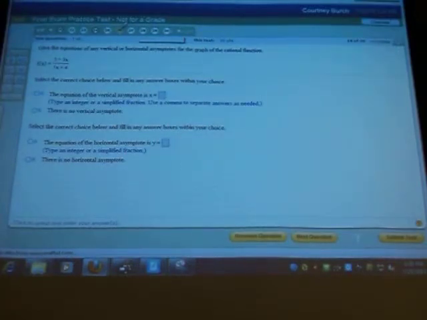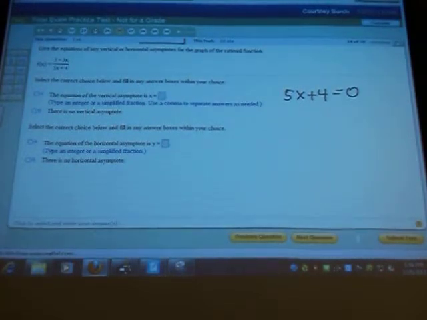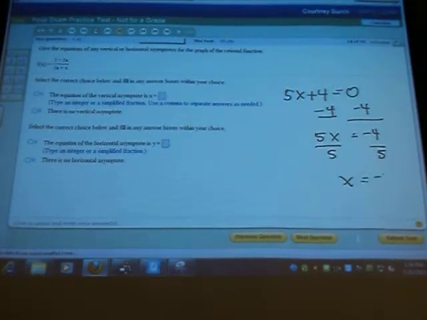Okay, vertical and horizontal asymptotes. I've got 5 minus 3x over 5x plus 4. For vertical asymptotes, I need to look at where the denominator equals 0. So I'm going to say 5x plus 4 equals 0 and solve for x. So 5x equals negative 4, so x equals negative 4/5 would be my vertical.